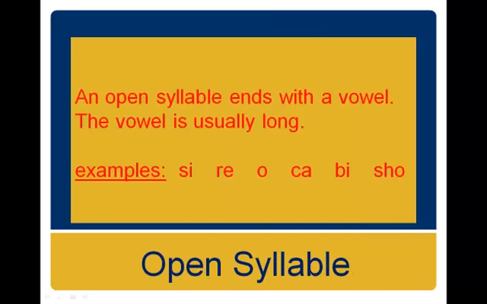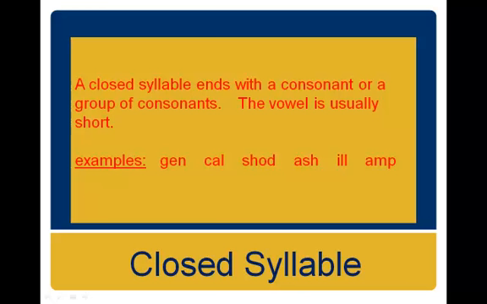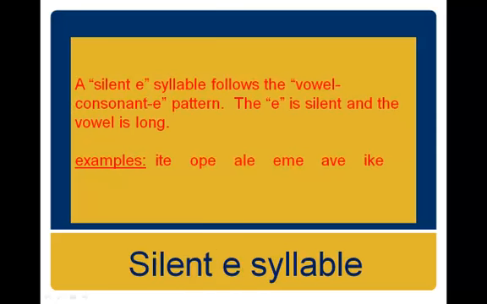An open syllable ends with a vowel. The vowel is usually long. Some examples are sigh, re, o, k, by, show. A closed syllable ends with a consonant or group of consonants. The vowel sound is usually short. Some examples are gen, cow, shod, ash, ill, amp. A silent E syllable follows the vowel consonant E pattern. The E is silent and the vowel is long. Some examples are ite, ope, ale, eam, ave, ike.